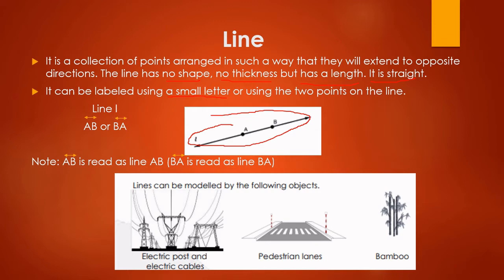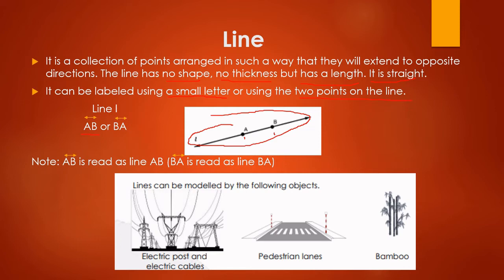So remember, you can label it using a small letter. Or you can use the two points on the line, point A and point B. So you can say that this is line AB, or in symbol, we have a line on the upper part of the two capital letters.